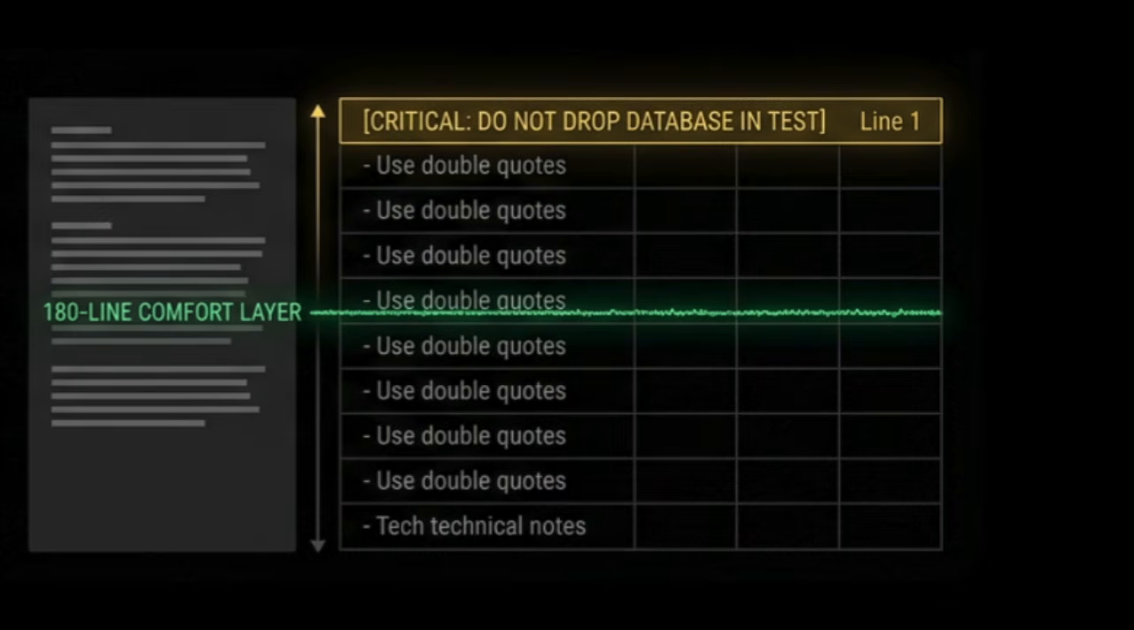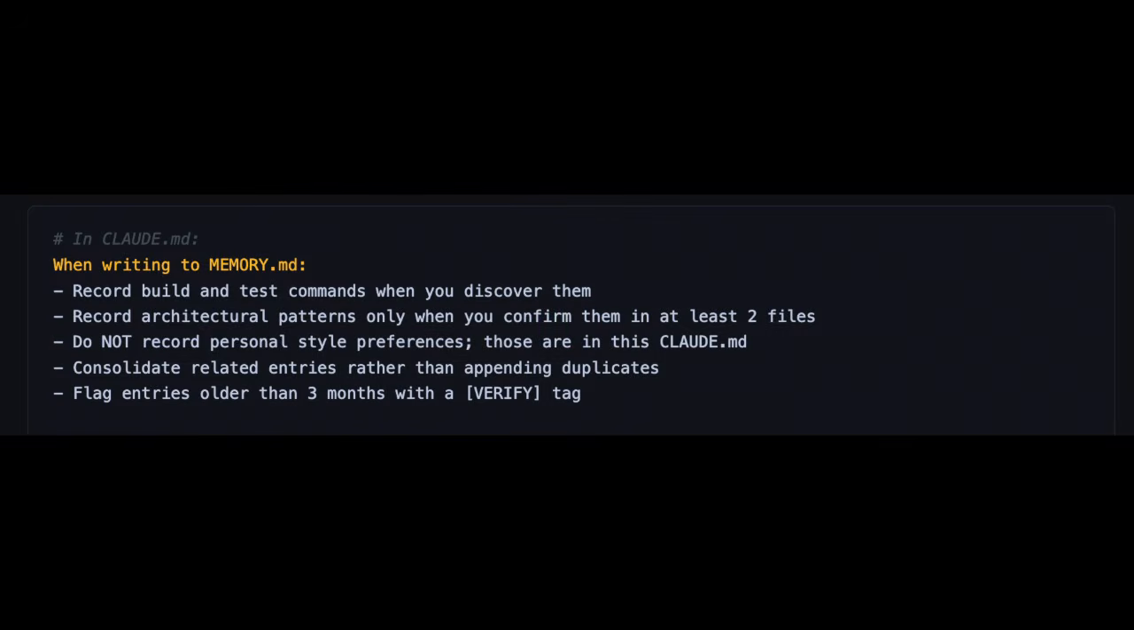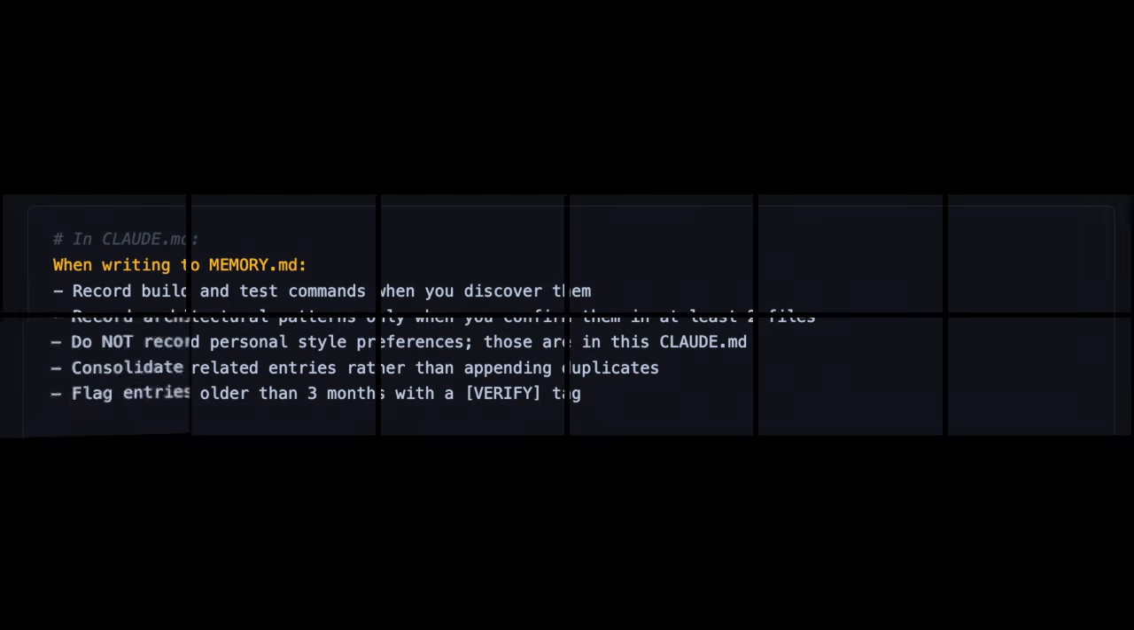Because the truncation drops content from the end of the file, the ordering of the entries in memory.md is load-bearing. Place the most critical observations, safety constraints, irreversible action warnings, mandatory test commands at the top. Put the incidental style notes, low-stakes patterns near the bottom, where they may be truncated without consequences. You can guide what Claude accumulates in memory.md by adding a directive in Claude.md that instructs its own memory hygiene. For example, in Claude.md, you can add a section like: when writing to memory.md, record build and test commands when you discover them, and consolidate related entries rather than appending duplicates.